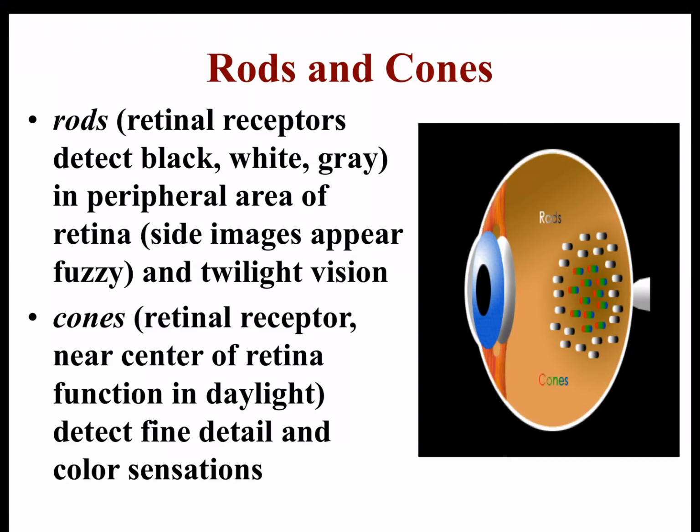And so your retina has these rods and cones to help receive the sensory light image and try to transmit it into something that's usable for our brain.